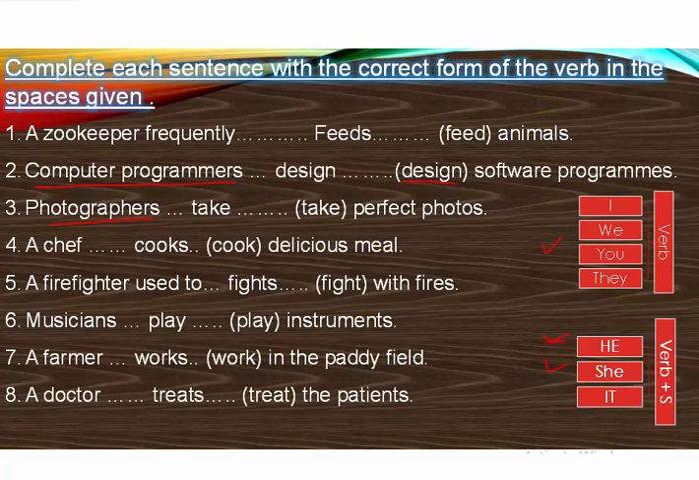See question number 5. A firefighter. So this also can be he or she. So the verb comes with s. So we have to use s with the verb fight. So the answer is fights. A firefighter used to fights with fires.